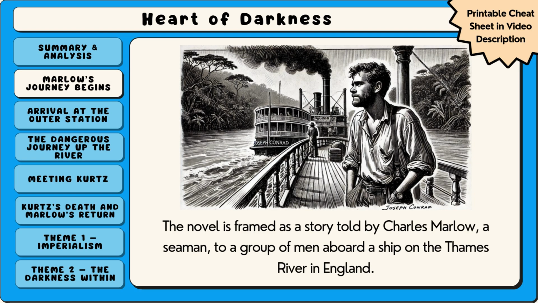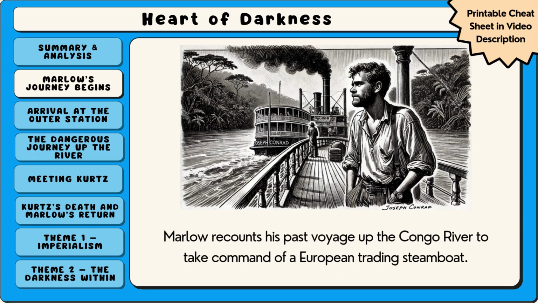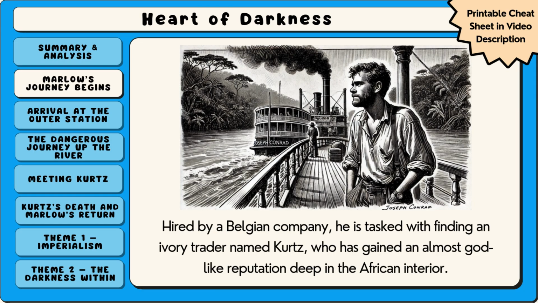The novel is framed as a story told by Charles Marlow, a seaman, to a group of men aboard a ship on the Thames River in England. Marlow recounts his past voyage up the Congo River to take command of a European trading steamboat. Hired by a Belgian company, he is tasked with finding an ivory trader named Kurtz, who has gained an almost godlike reputation deep in the African interior.